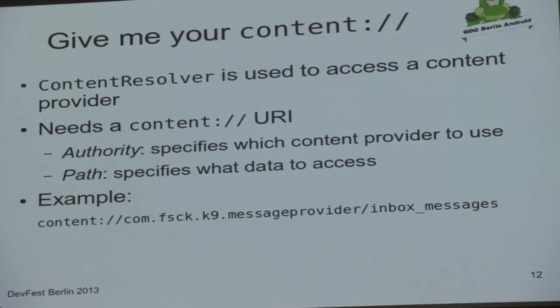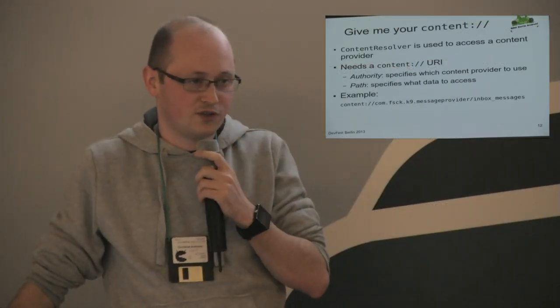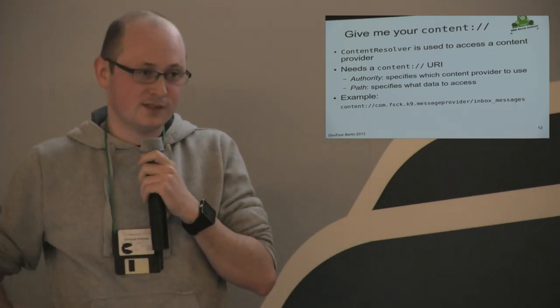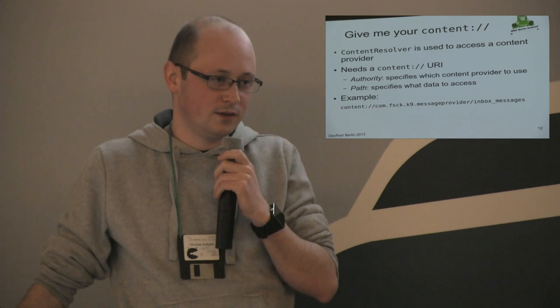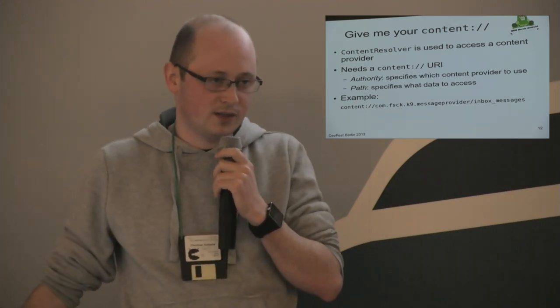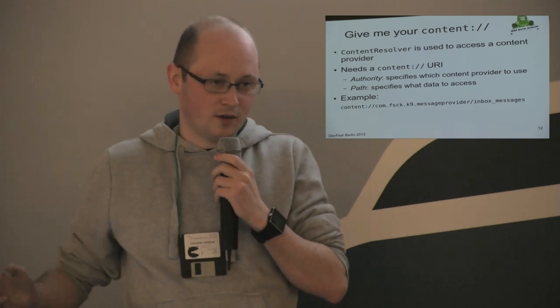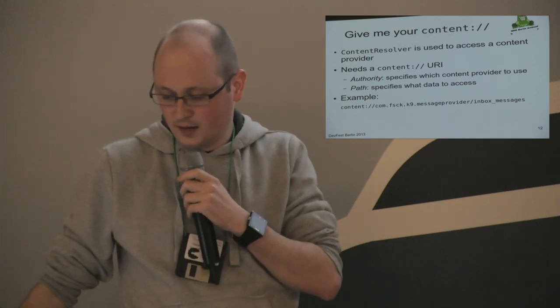Okay, so a bit more about this mysterious URI. It's always prefixed with content, because it's a content provider. You have an authority, which is just the next part in the URI. In the example here, it's the one that ends in message provider. And this identifies which content provider to use. So this is a globally unique name, which is why you should prefix it with your package name. If you reuse an authority someone else uses, your app won't be installed if the other app is installed. So Android will tell you, no, there can only be one authority for this. Otherwise, Android doesn't know which content provider to use if you give it a URI like this.